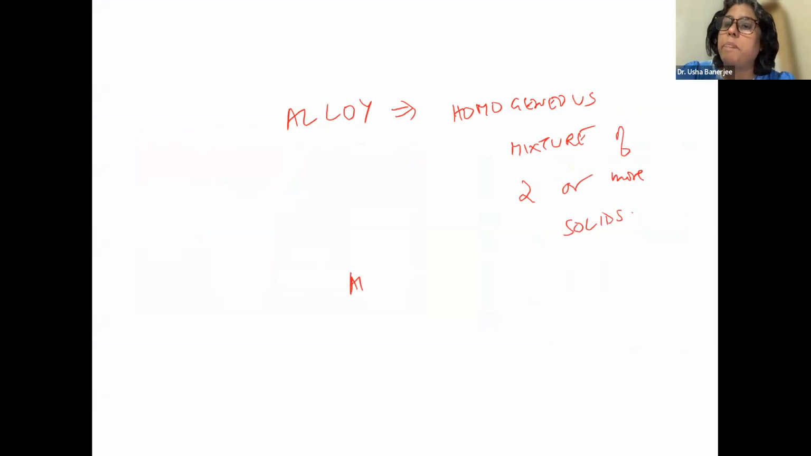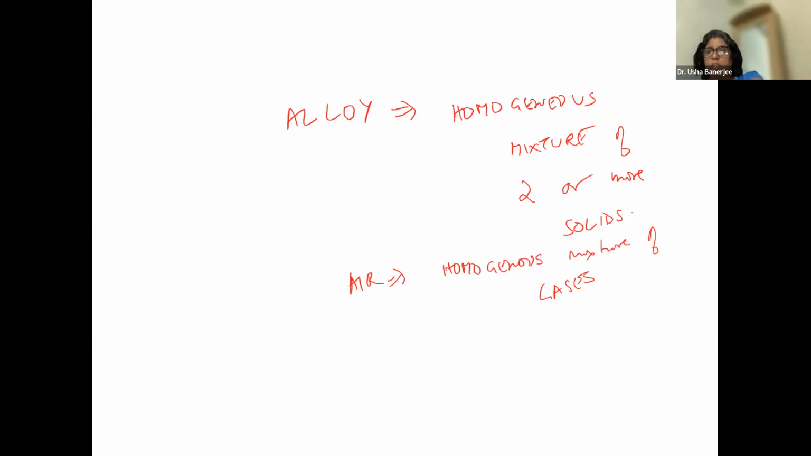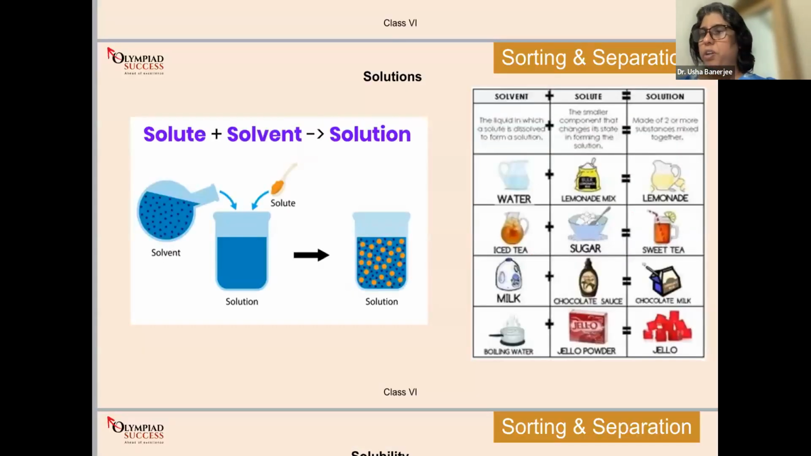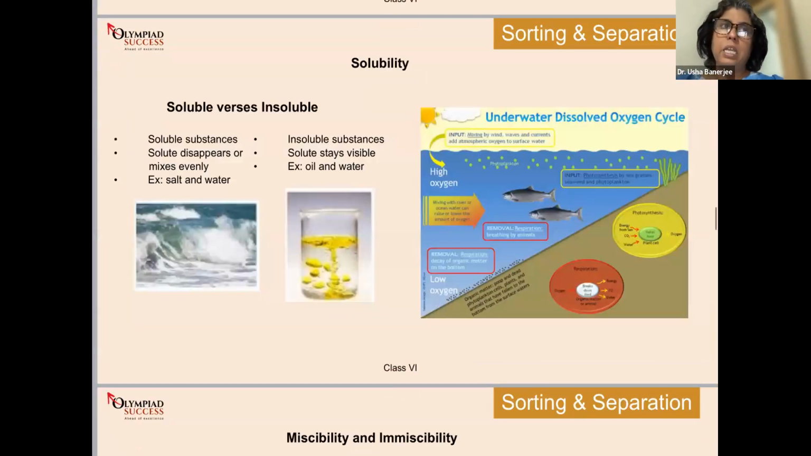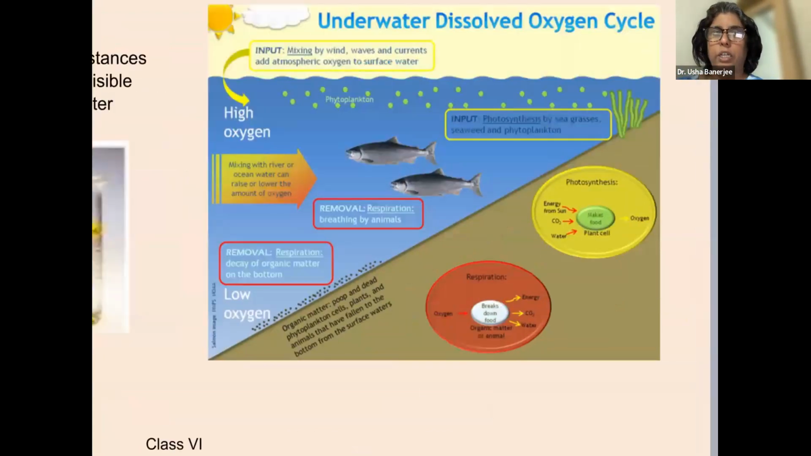Similarly, air is a homogeneous mixture of gases. The air that we breathe, can you tell in your room which is oxygen, which is nitrogen? No, it is all homogeneous. So we'll give you a lot of examples, from your real life only. Now we'll talk about solubility. Now solubility has a huge practical application.